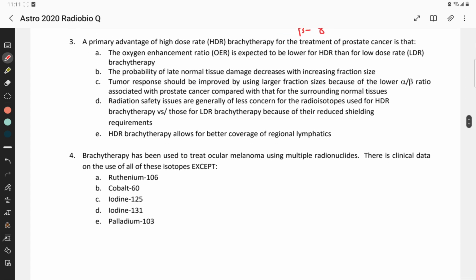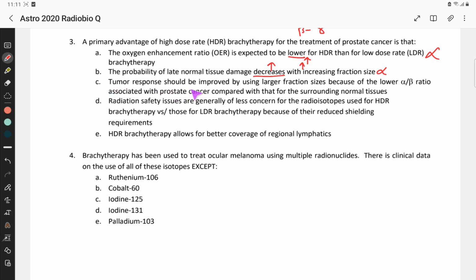Third question, a primary advantage of HDR brachytherapy for the treatment of prostate cancer is option A, OER is expected to be lower for HDR than for the LDR. This is wrong because it is expected to be greater. Option B, the probability of late normal tissue damage decreases with increasing fraction size. Now this is also wrong because it increases with increasing fraction size.